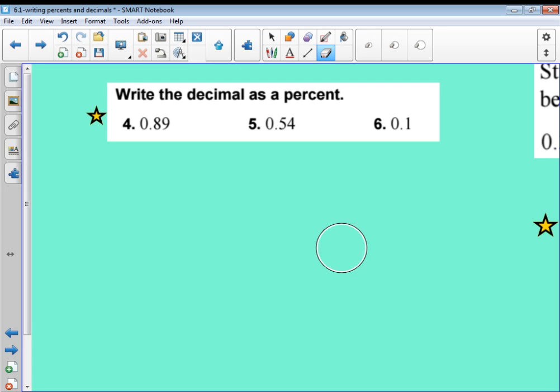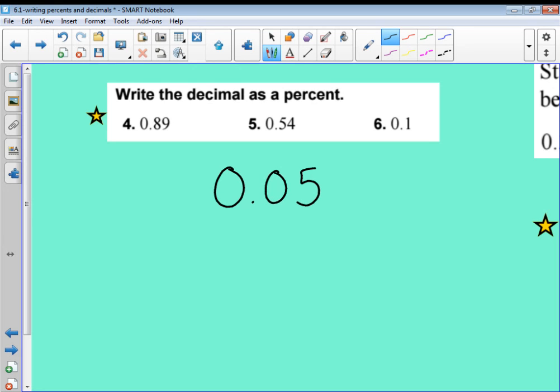Let's look at one more that I will create. So if I have 0.053, I move my decimal place 2 spaces to the right. I go 1, 2, and I have 5.3%.